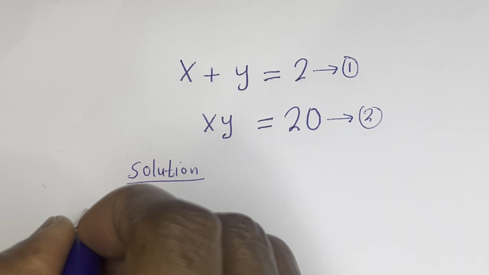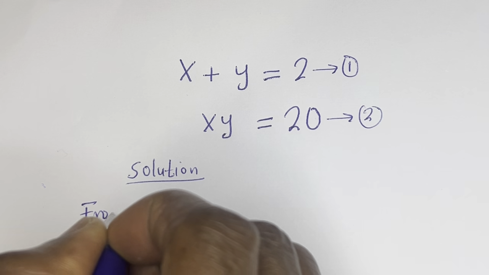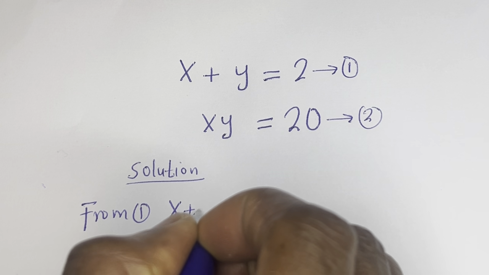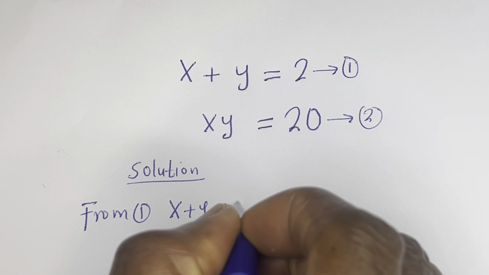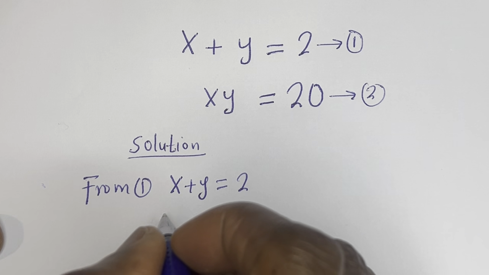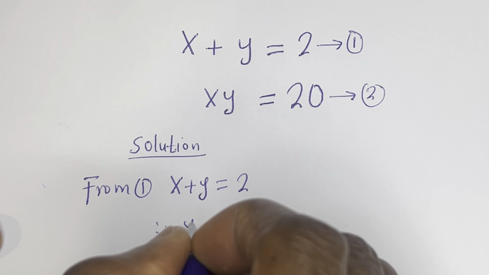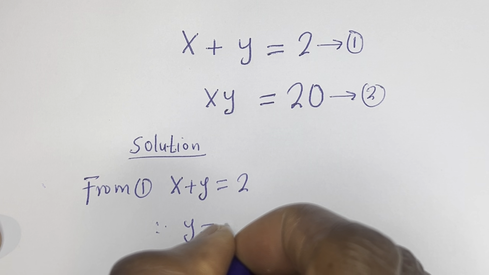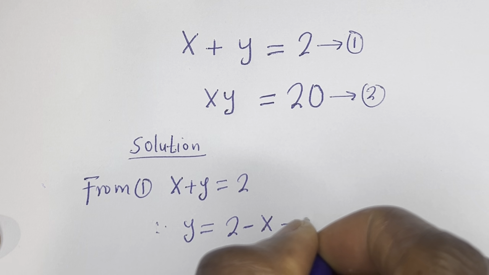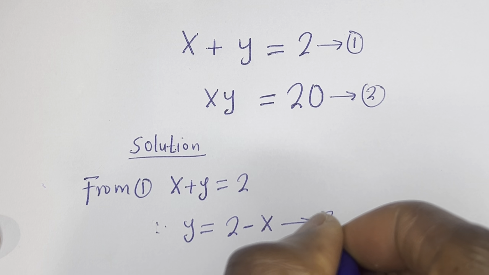Then from equation 1, x plus y is equal to 2. Then y is equal to 2 minus x. Let's call this equation 3.